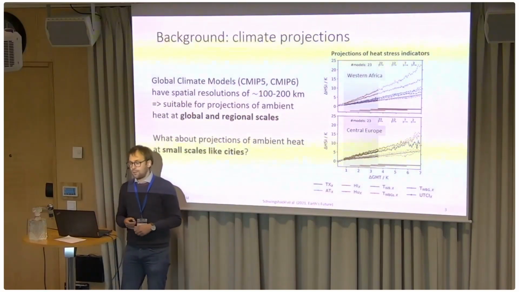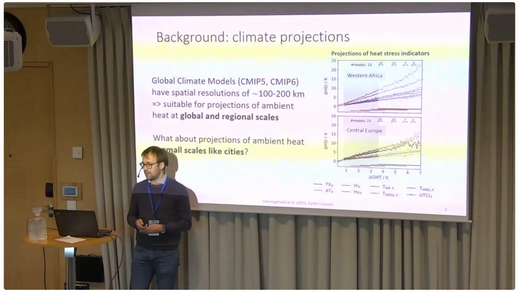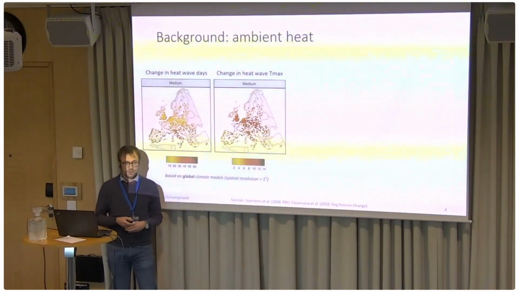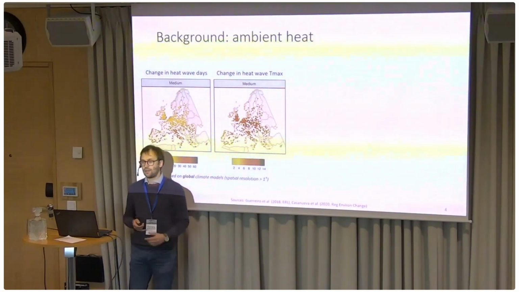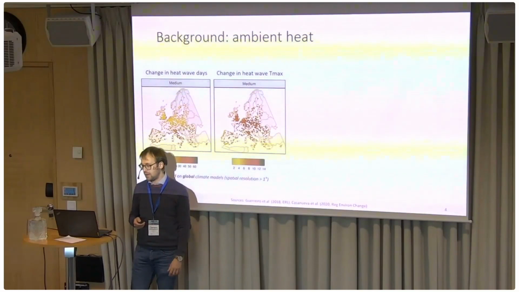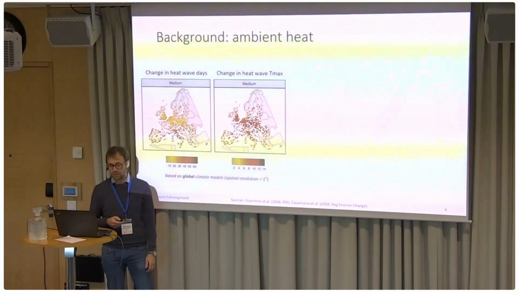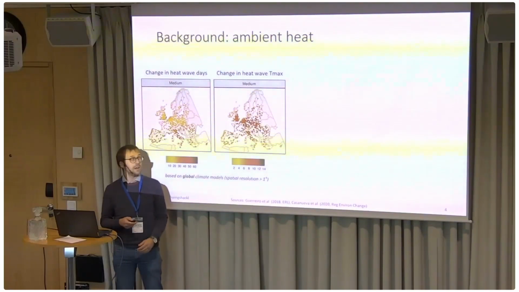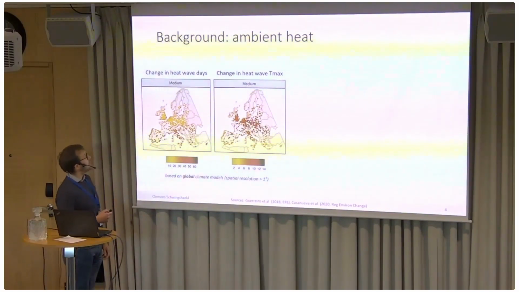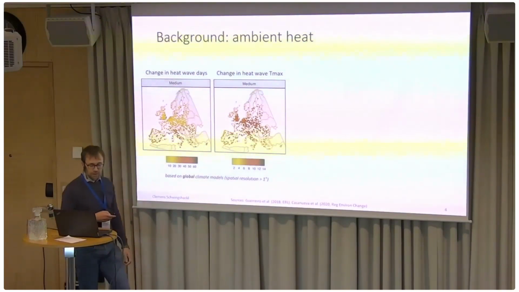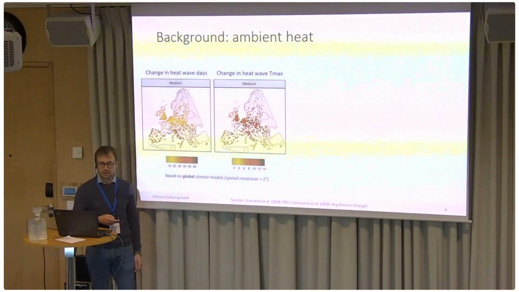But what if we want to have projections of ambient heat at small scales, like cities, for example? What do we do then? There has been a study for Europe. They used these global climate models with a spatial resolution of more than 1 degree to look into climate change in more than 570 European cities. First, on the left side, is the change in heat wave days, where you can see that especially in the south of Europe, but also, for example, in the north along the Baltic Sea, you have a strong increase in these heat wave days.